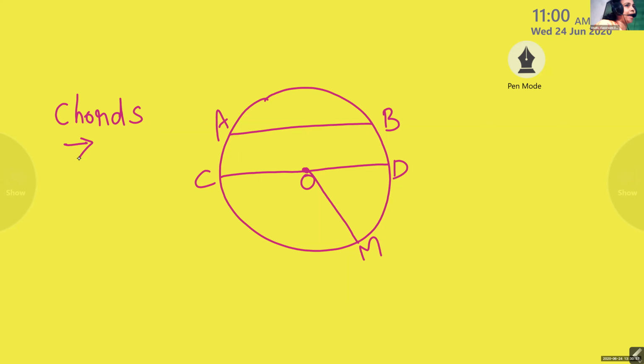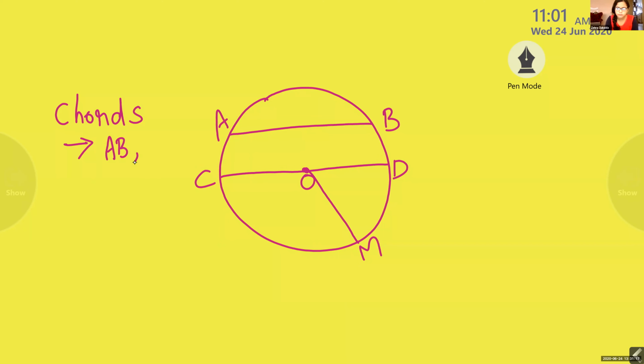If you say A and B, we cannot say like that. We can say AB because that is a line segment. Very good. AB is a chord. Now, Zahra, only AB is a chord? Check the picture again.